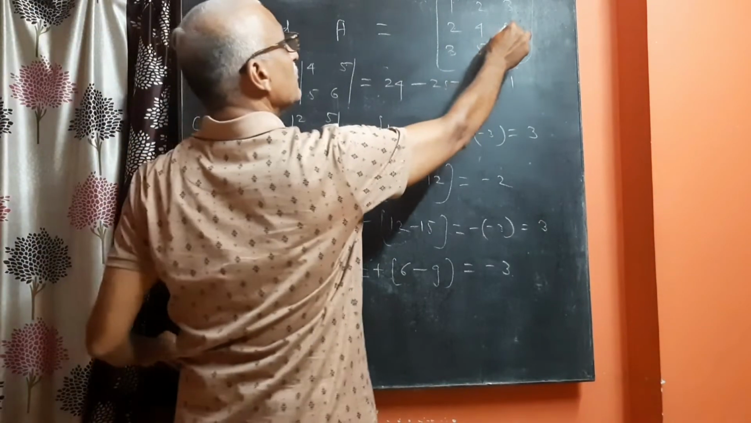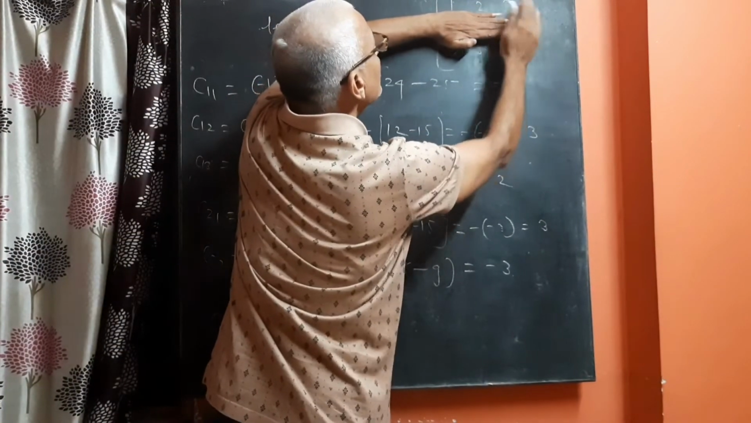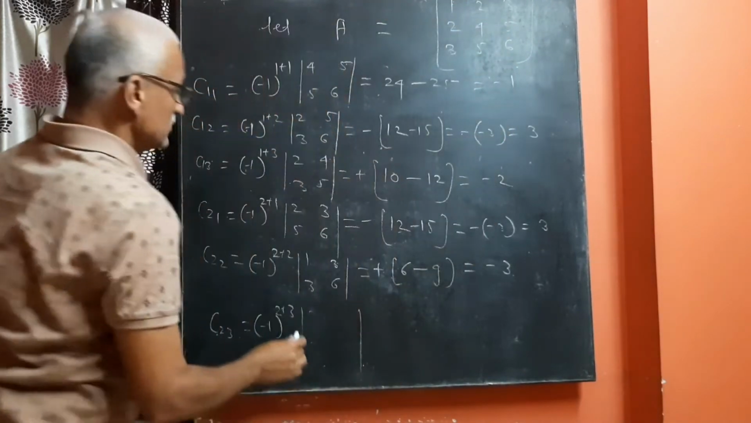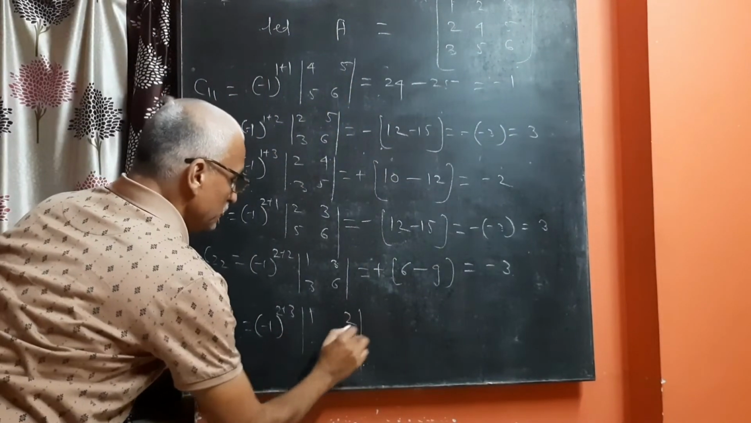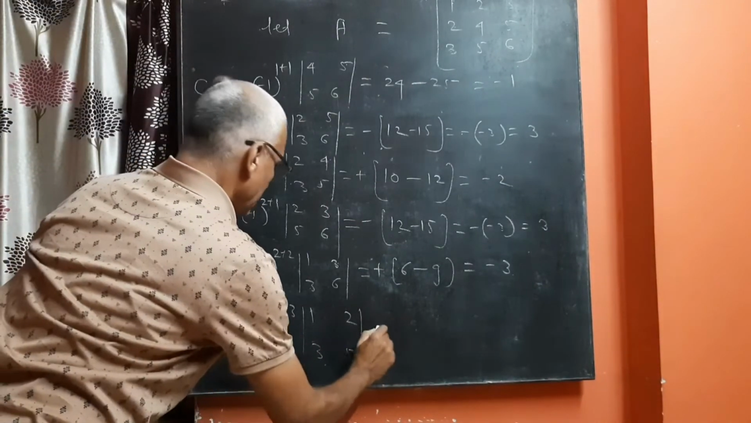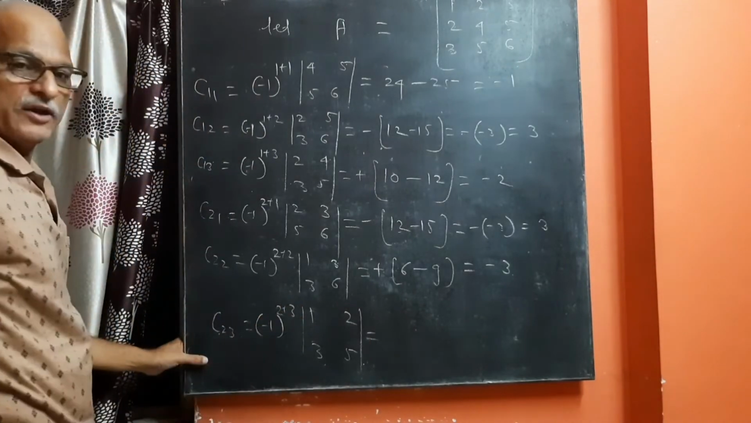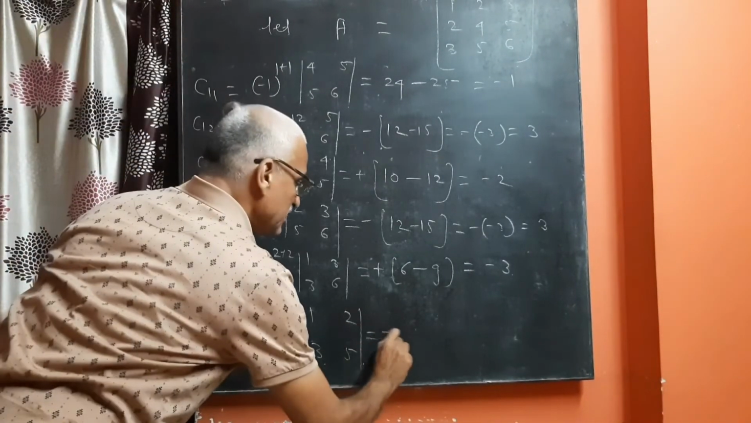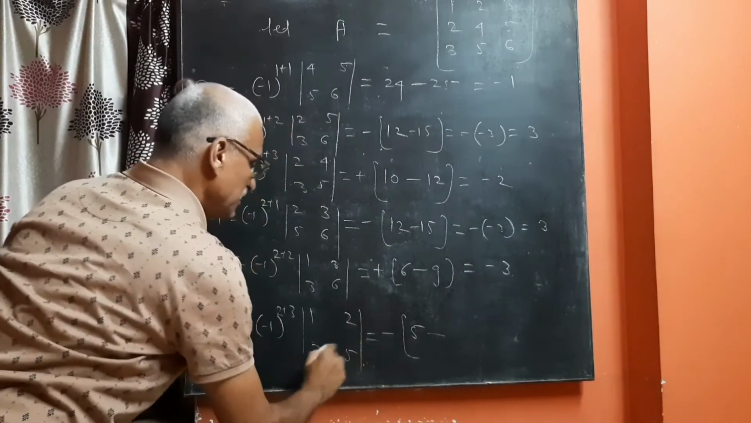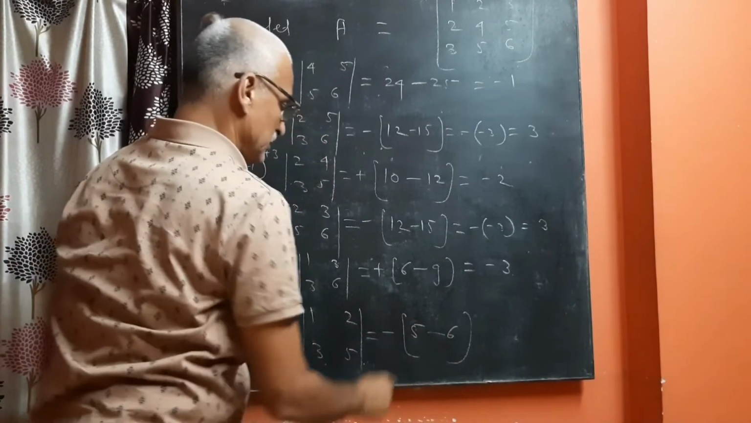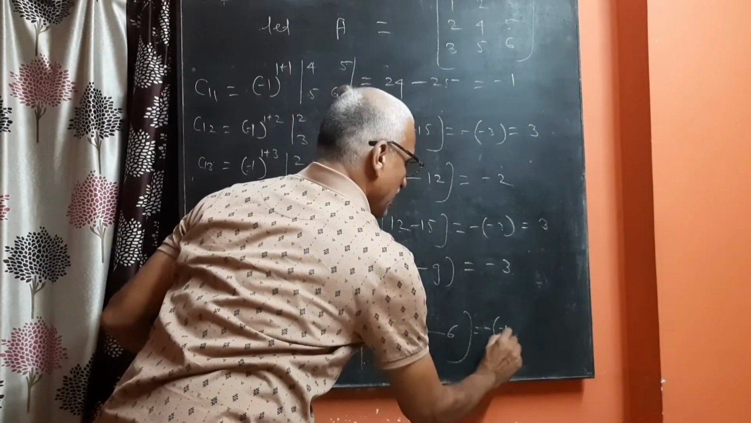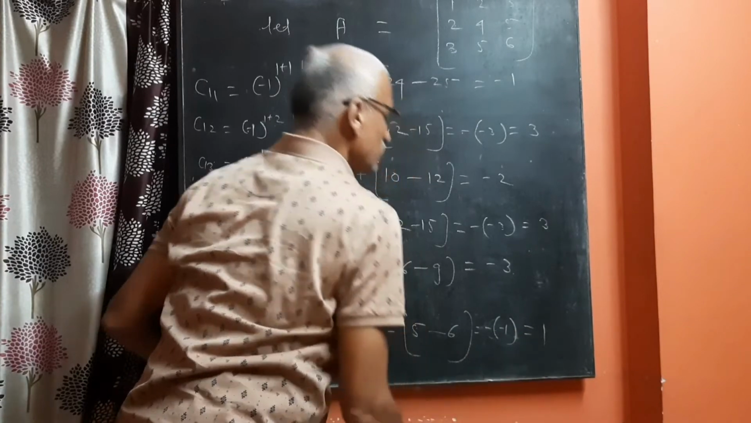C23 and a 5. Second row or third column gaya, 1 2 and 3 5. So it is 1 2 and 3 5. So that is equals to minus 1 raised to 2 plus 3 is 5. That is odd number, that means minus in bracket 1 into 5 is 5 minus 3 into 2 is 6. So it is minus of minus 1, minus of minus 1, that is equals to 1.